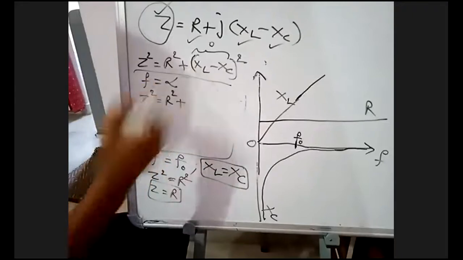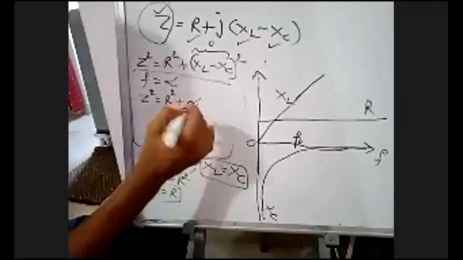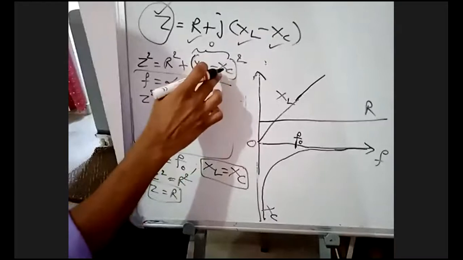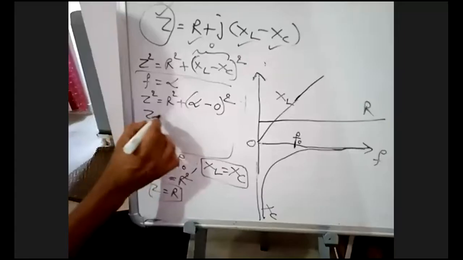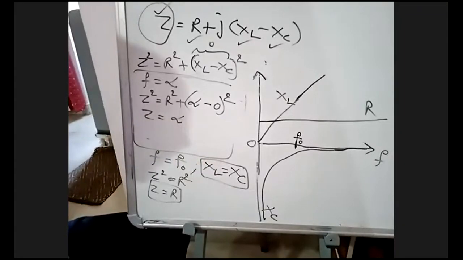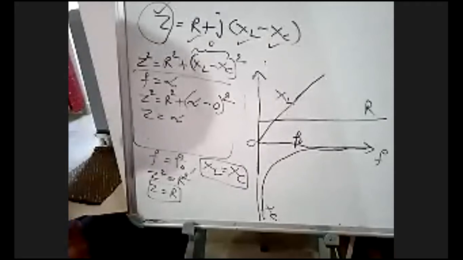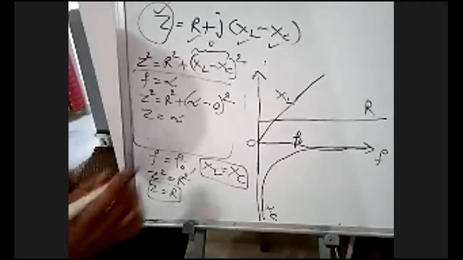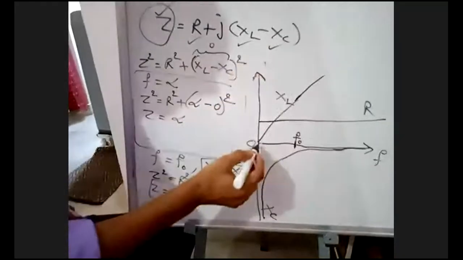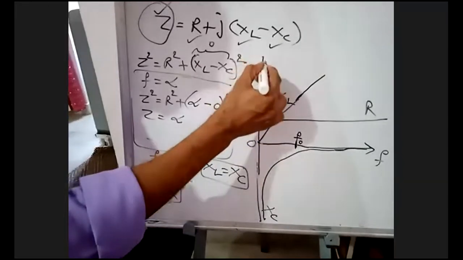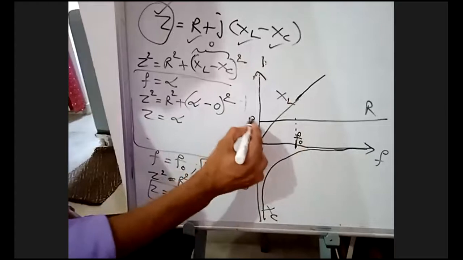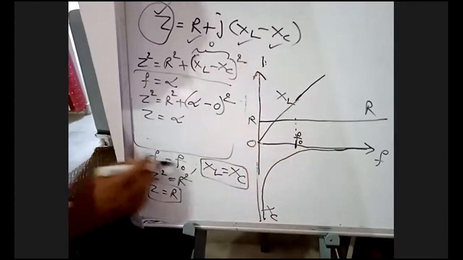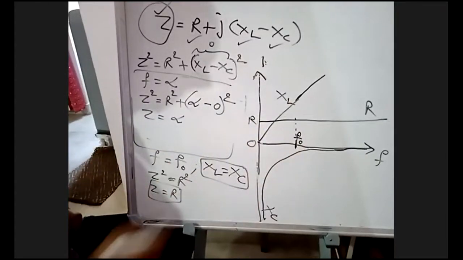When f is equal to infinity, XL is infinity. When f is equal to 0, 1 by infinity is 0. Now what is Z? Infinity. That means when f is equal to 0, it is infinity. At f is equal to f0, what is the value? At f is equal to f0, what is Z?